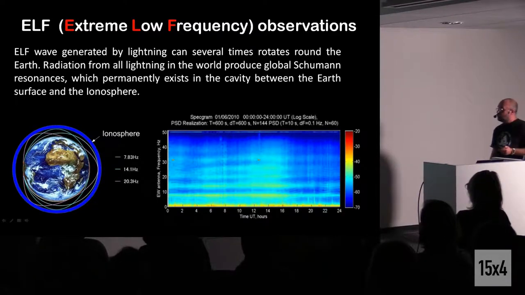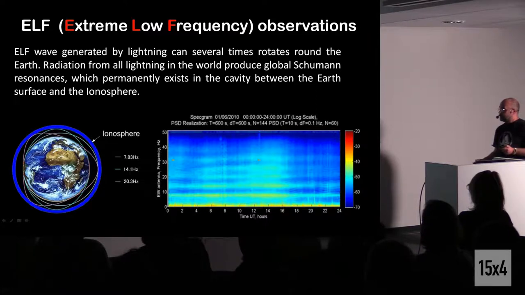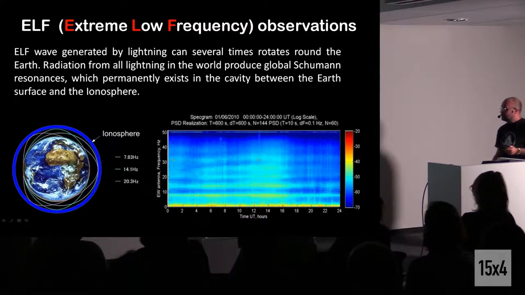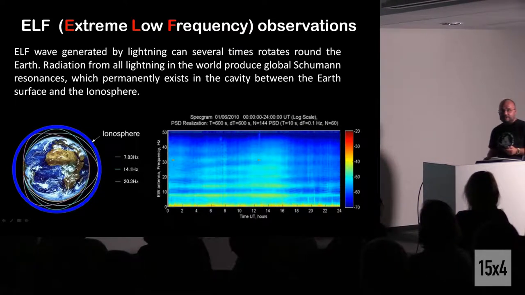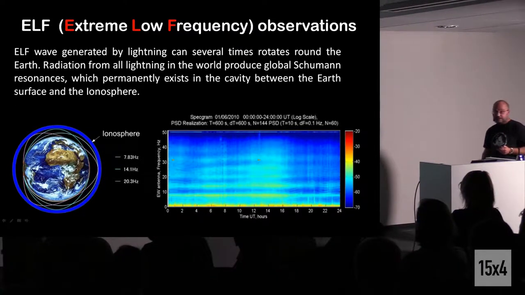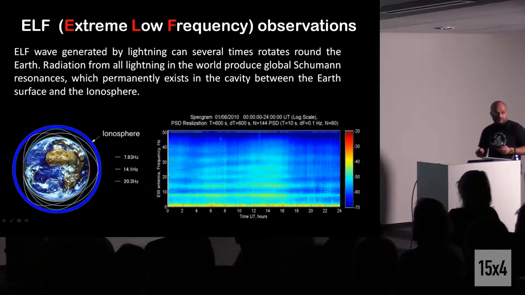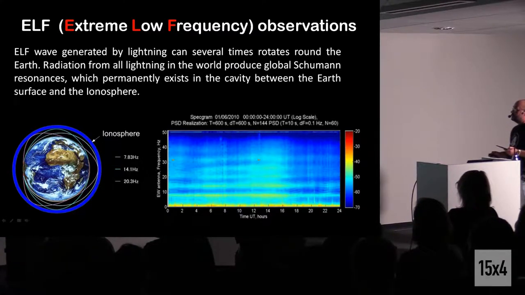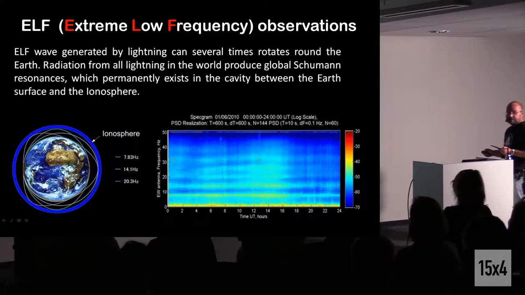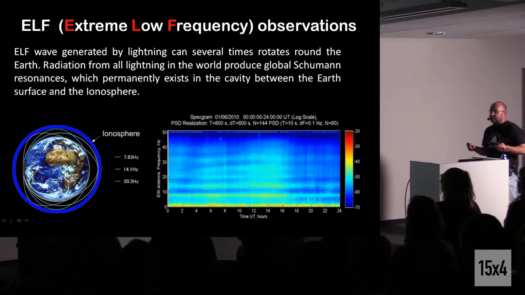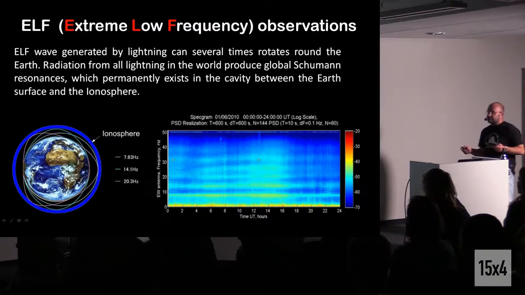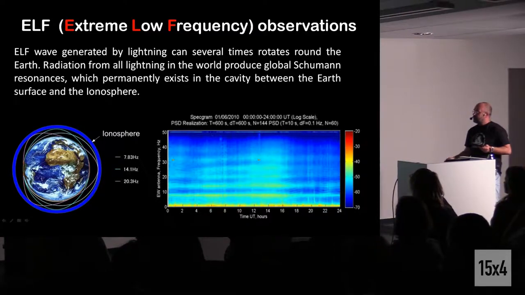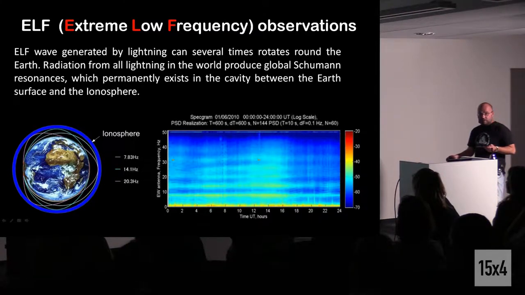This is the so-called Schumann resonances. These resonances were predicted by Nikola Tesla in 1899, and then Otto Schumann in 1952 first observed this effect. This effect works in the extreme low frequency range. The wavelengths of this radiation are comparable with the circumference of the Earth.